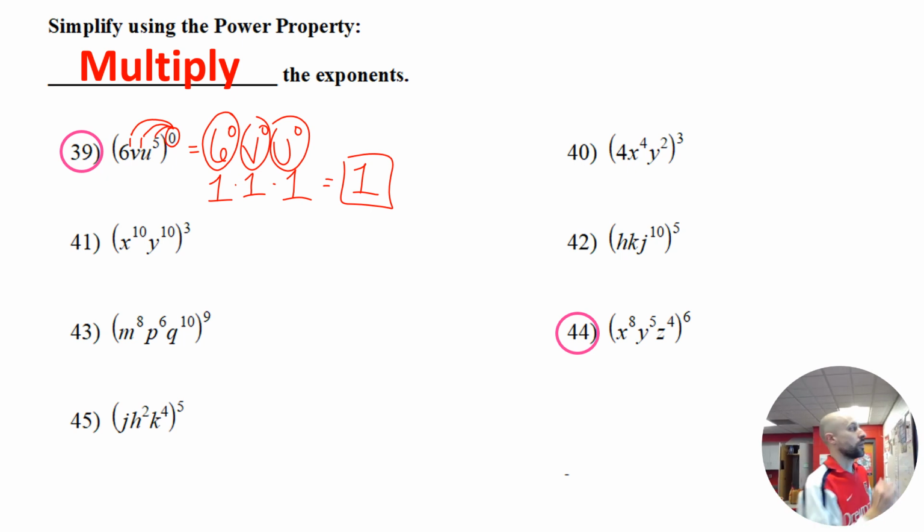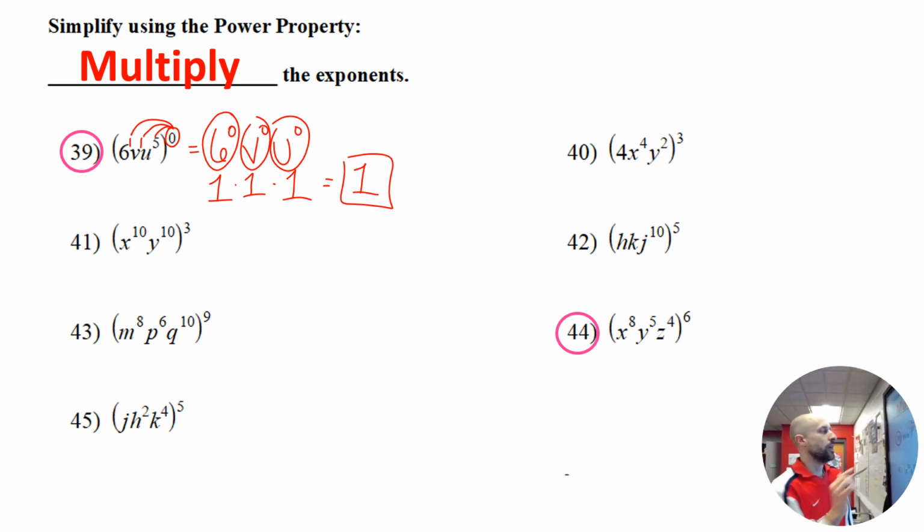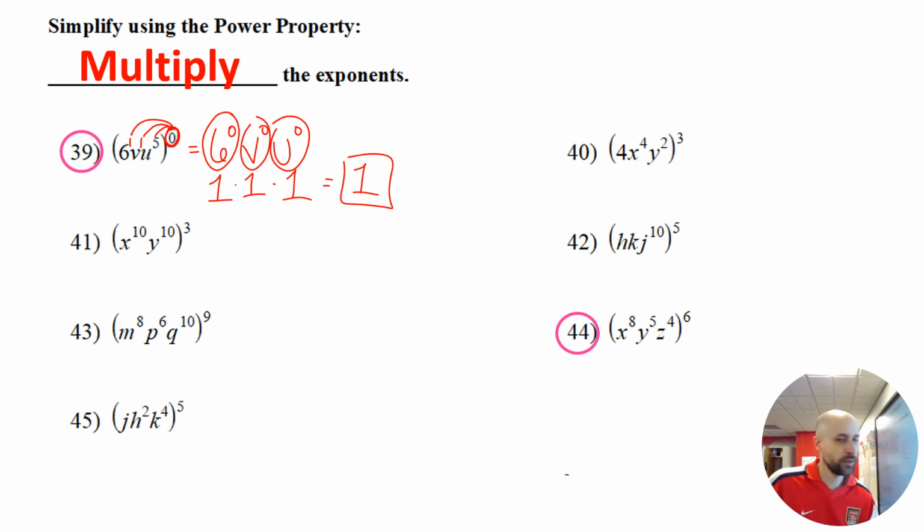Okay? So this is actually another property of exponents that we're not explicitly saying here, but anything raised to the power of 0 is just equal to 1. It doesn't matter what that is. Anything to the power of 0 is just 1, always. Okay? And then the last one we can do here together is number 44.